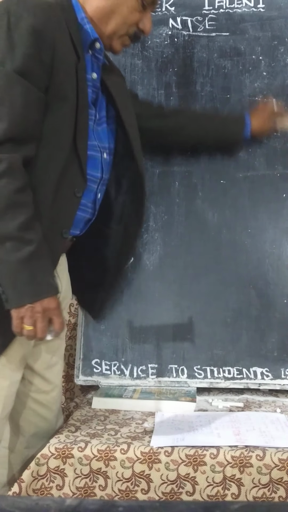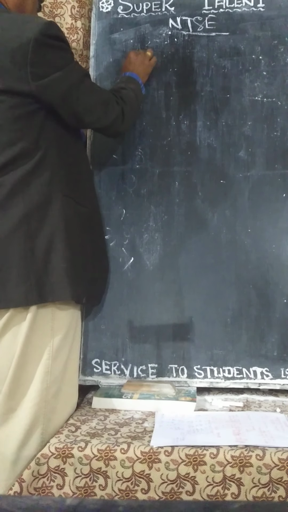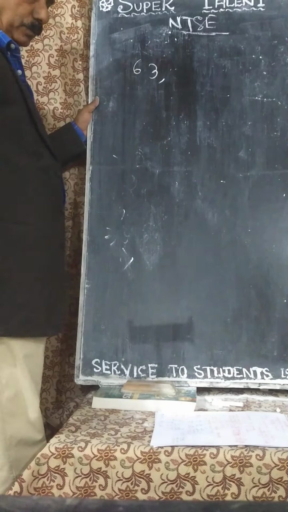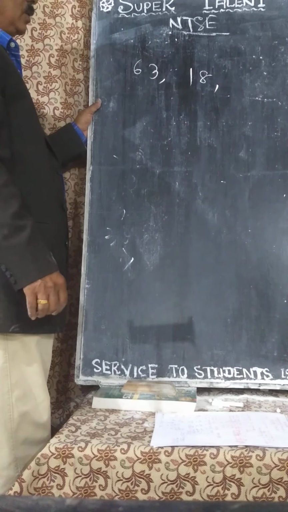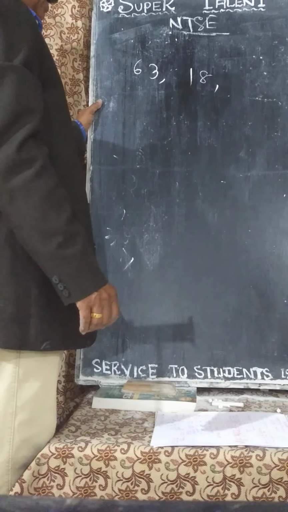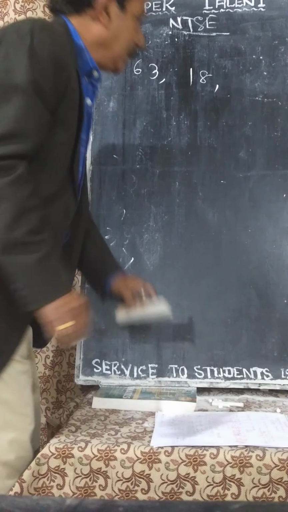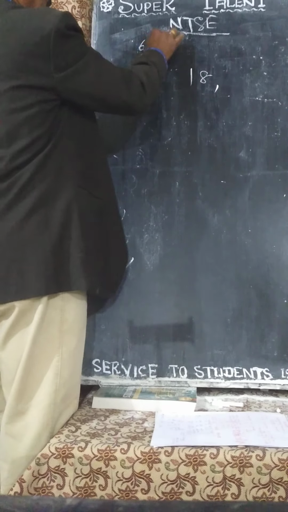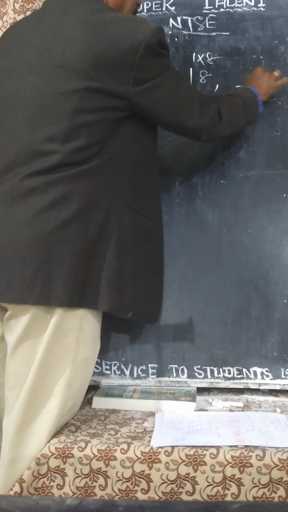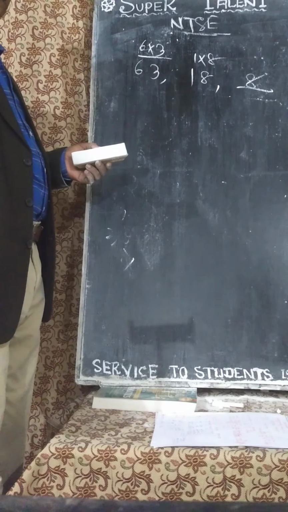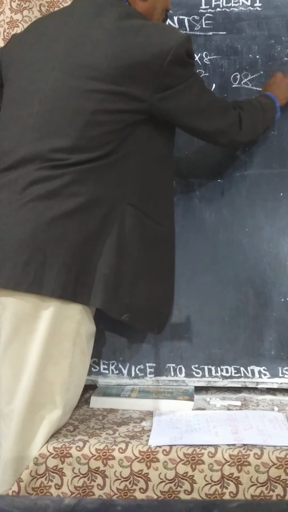One more interesting one I am telling you, just see. 63, 18. Suppose 63, 18: 6 into 3, how much? 18. 1 into 8, how much? 8. Clear? So 8, then 0 8, then I got 0 0.